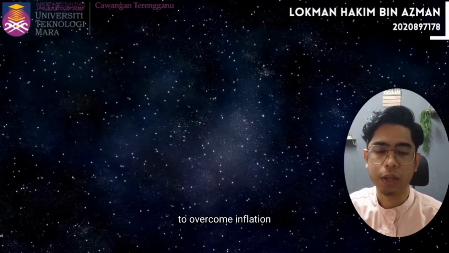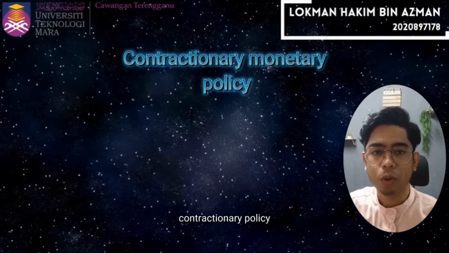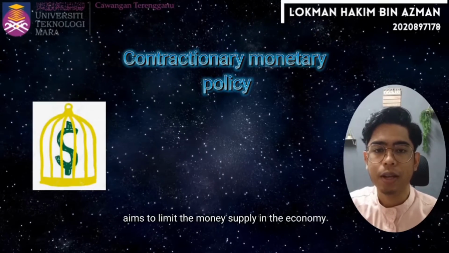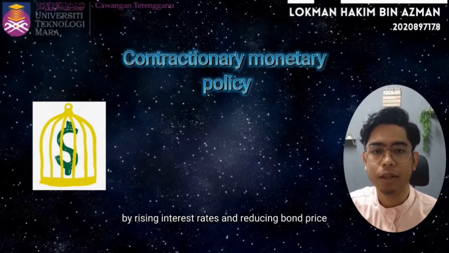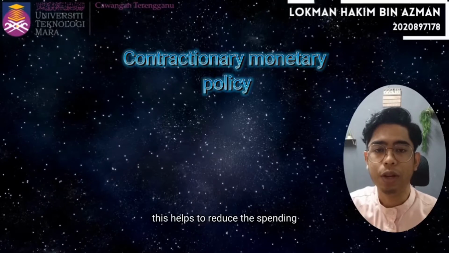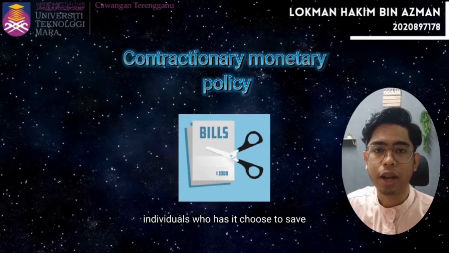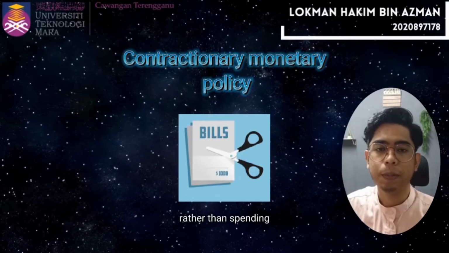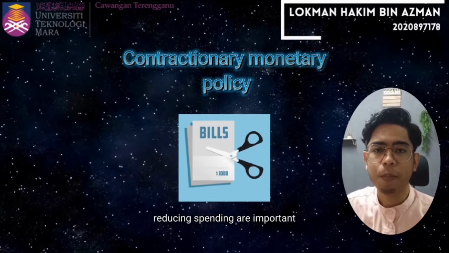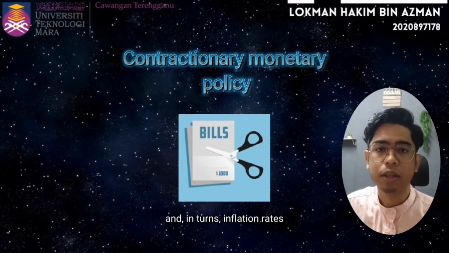To overcome inflation, contractionary monetary policy is an effective strategy. Contractionary policy aims to limit the money supply in the economy by raising interest rates and reducing bond prices. This helps to reduce spending because when money is limited, individuals who have it choose to save rather than spend it. During times of inflation, reducing spending is important because it helps control economic growth and, in turn, inflation rates.